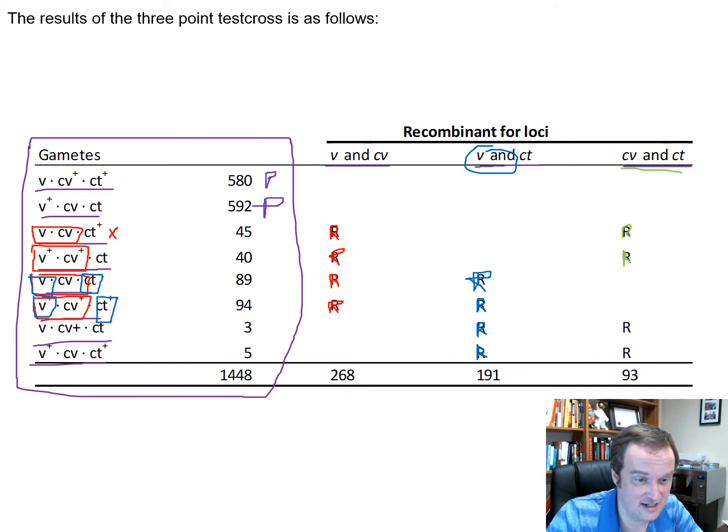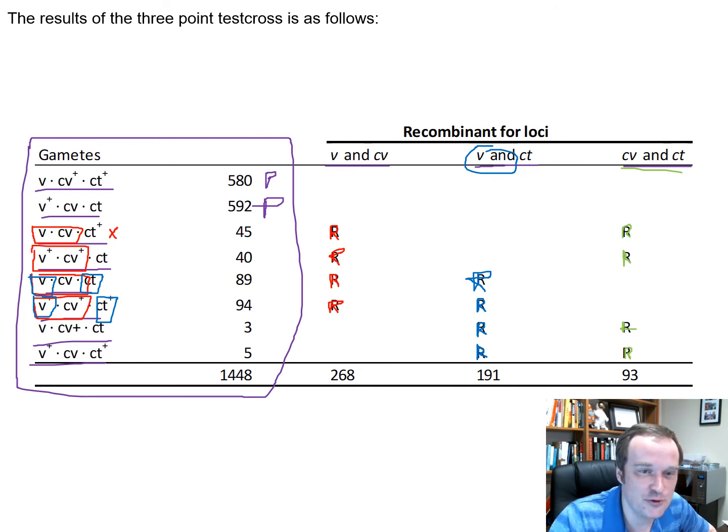Make sure I'm on the right line here. CT plus and CV plus is a parent, not a recombinant. And then we have CV plus CT, recombinant, and CV plus CT plus, not in the parents, recombinant. So there are some tricks or facts, like ways of checking yourself, that you can do.